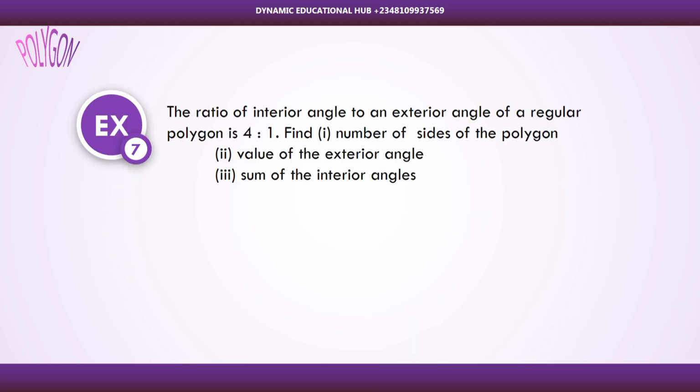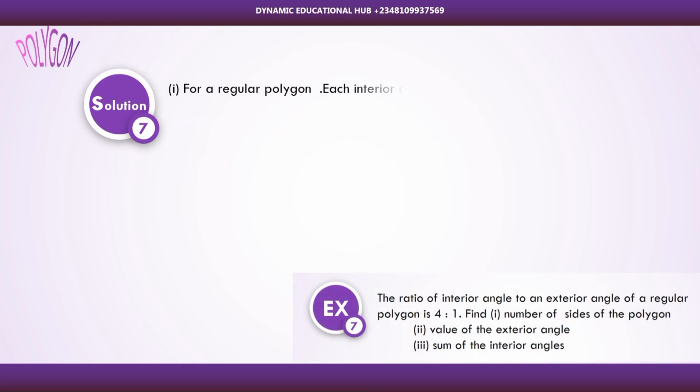To the final question, we have the ratio of interior angles to exterior angles of a regular polygon is 4:1. Find the number of sides of the polygon, find the value of the exterior angle, and the sum of the interior angles. For a regular polygon, each interior angle is given by, so we can use this formula to find each interior angle for a regular polygon, which is 180 degrees, open bracket n minus 2, over n.